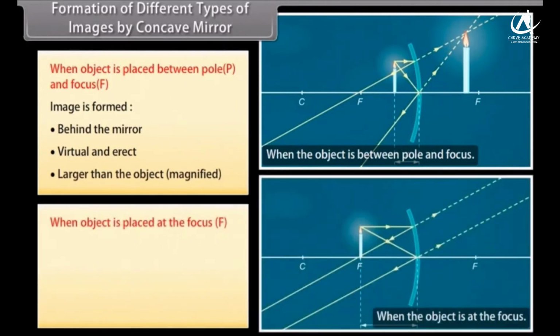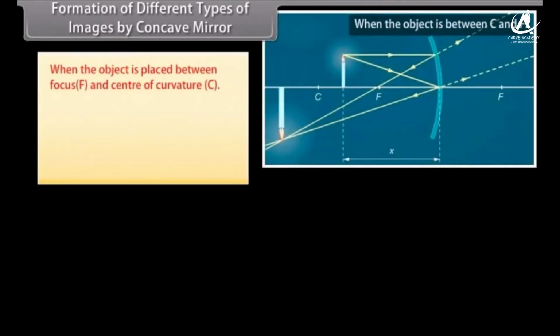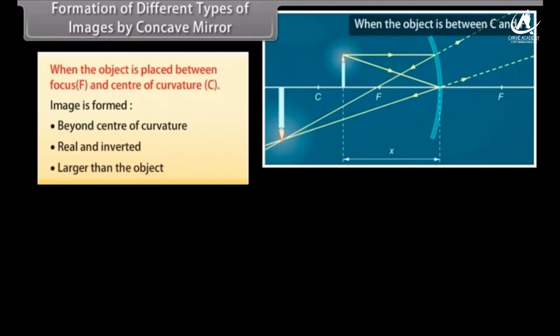When the object is placed at the focus F, the image is formed at infinity, real and inverted, highly enlarged. When the object is placed between focus F and the center of curvature C, the image is formed beyond the center of curvature, real and inverted, larger than the object.